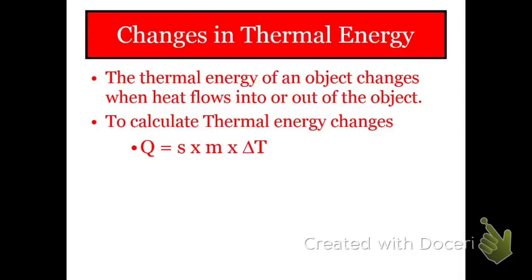We are able to calculate how much energy an object changes when it takes in heat by using a thermal energy equation. Here's this equation: Q equals S times M times delta T. It looks a little intimidating, but we can talk about what each part is. Q just stands for thermal energy.